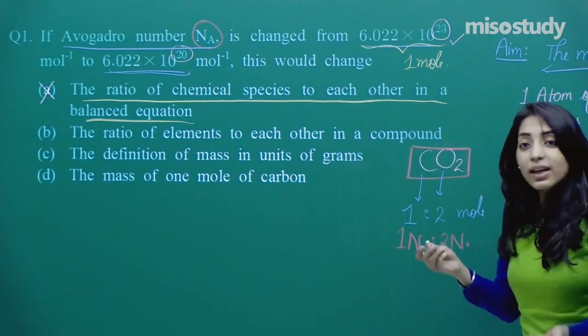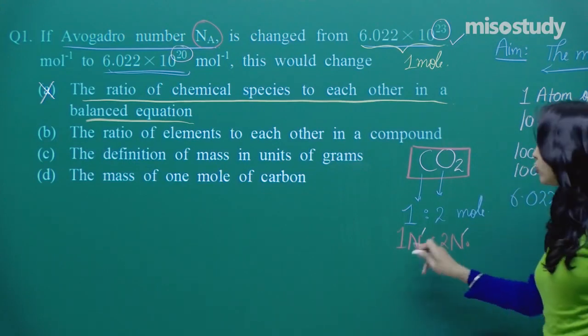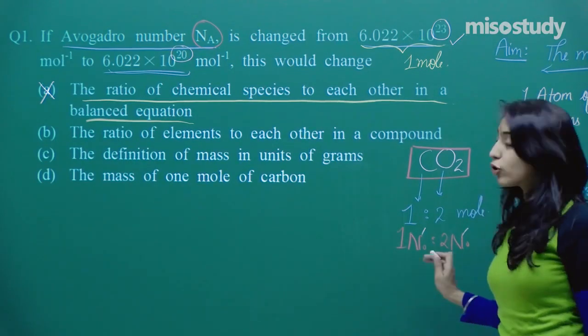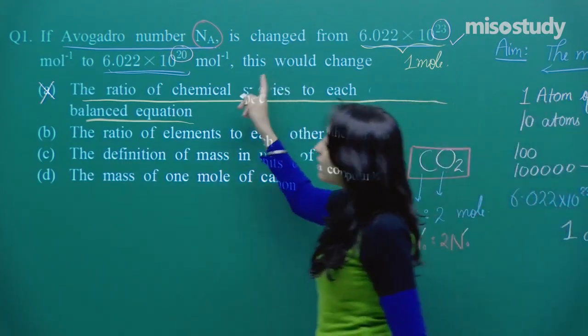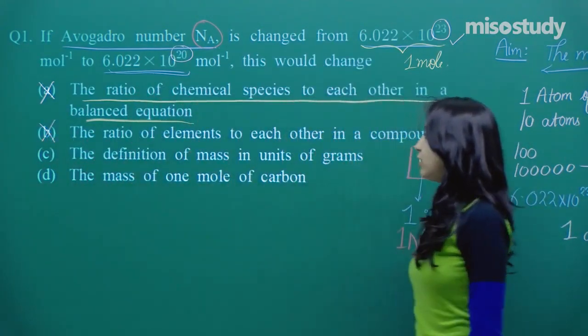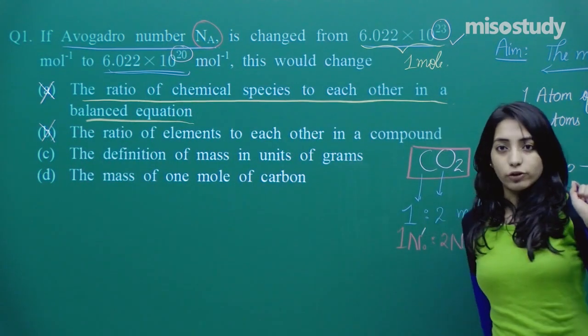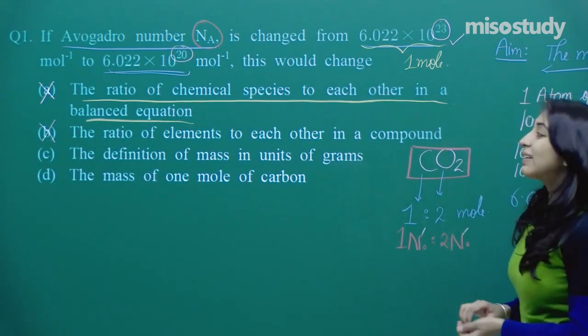And if I am changing the Avogadro's number, then also I will ask you to put a dash. When you put the dash, this will be gone. Again, the ratio is the same, 1:2. So changing the Avogadro's number value doesn't bring about a change in the ratio of elements to each other in a compound. Second is also gone. Let us move on to the third point.